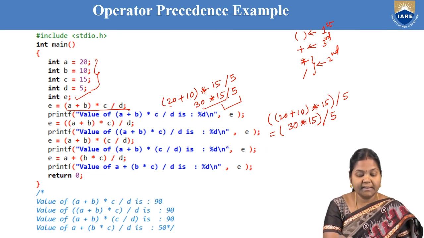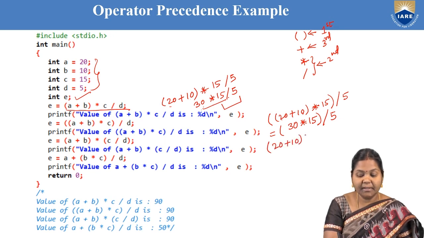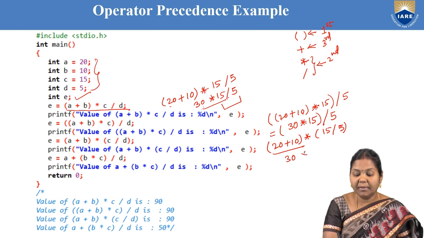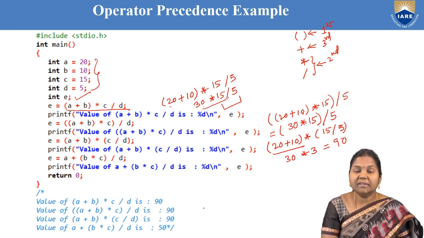Then coming to the third example, it is A plus B, that is 20 plus 10, multiplied by C divided by D, where C is 15 and D is 5. You can see here 20 plus 10 is 30, multiplied by 15 divided by 5 is 3, then the output is 90. So, it is evaluated like this. You need to check the order of evaluation of the expressions, how the parenthesis is given and in what order it has to be evaluated.